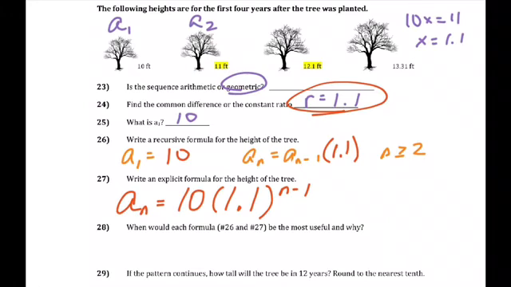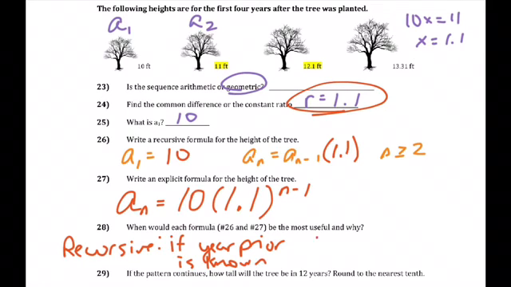So the recursive formula, I would use it if I knew how tall the tree was the year before. So if I said, oh hey, this year the tree is 27 feet, how tall is it going to be next year? I would just do 27 times 1.1 and I would find out how tall it was. So that's when I would use a recursive formula. So the recursive I would use if the year prior is known. So if I knew the one that came before.